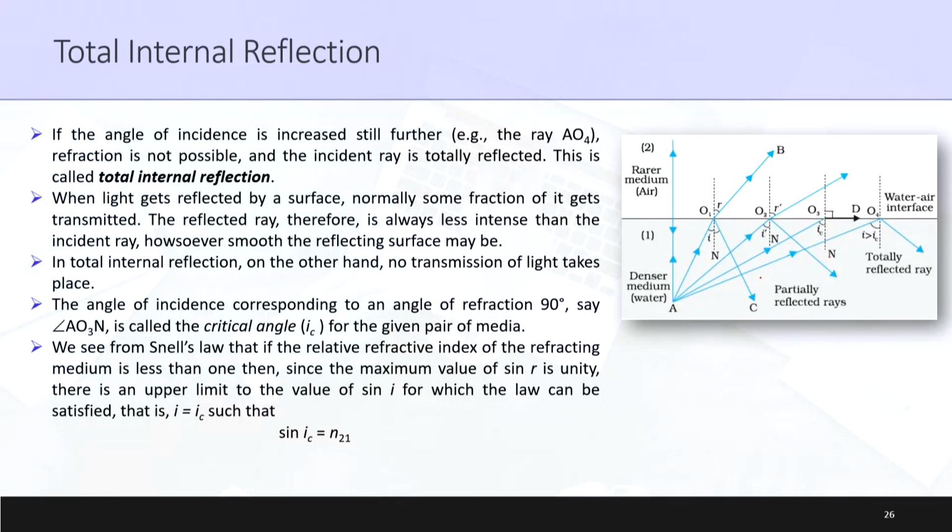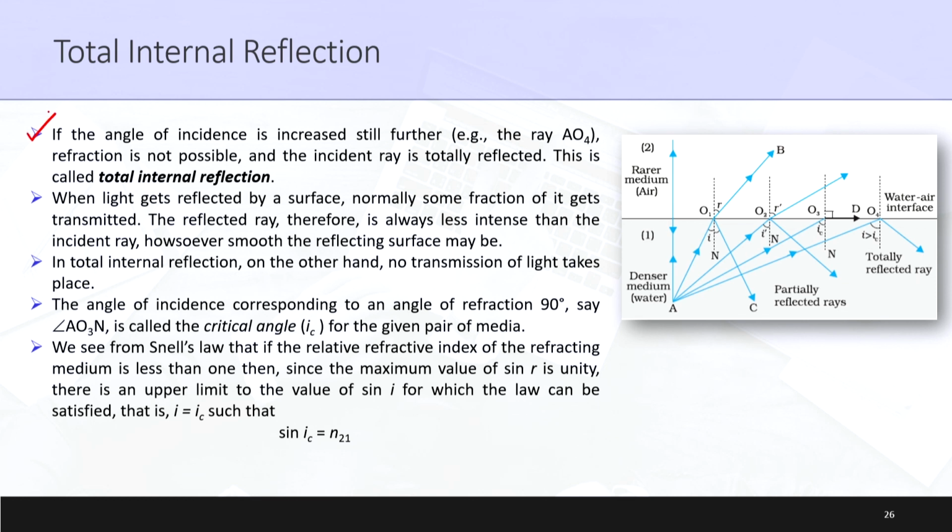So, if the angle of incidence is increased still further, for example the ray AO4, this is the ray AO4 for you. Refraction is not possible and the incident ray is totally reflected. As you can see, the incident ray is totally reflected. This is called total internal reflection. Okay, fine. So, this thing has been explained.